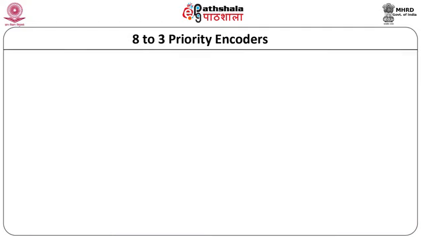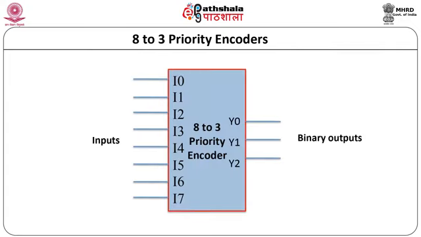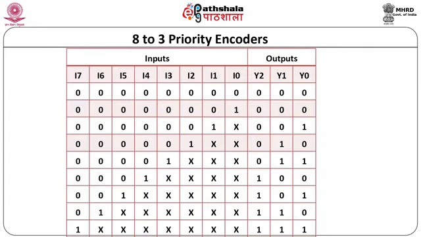Let us now talk about the 8 to 3 priority encoder. It has 8 inputs and 3 outputs. In the truth table of this priority encoder, the highest priority is given to the input I7 and the least priority is to I0. When more than one input is activated at a time, the binary output corresponding to the higher priority number is encoded.